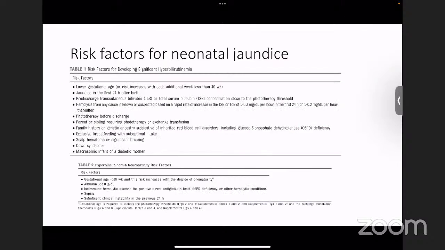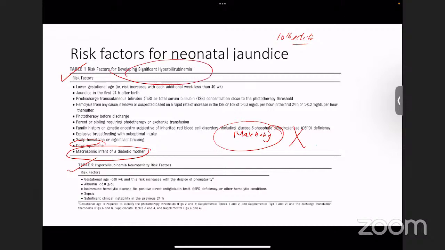So these are the risk factors. Go with the table given in the OP Ghai 10th edition. I have noted the changes. What are the changes you see? Down syndrome, macrosomic infant of a diabetic mother, and male baby have been addressed: male baby has been removed from the risk factors. The male baby is not a risk factor for developing significant hyperbilirubinemia, whereas the new factors are Down syndrome and macrosomic infant of a diabetic mother. I guess these are the two things added in the recent AAP 2022 guidelines.